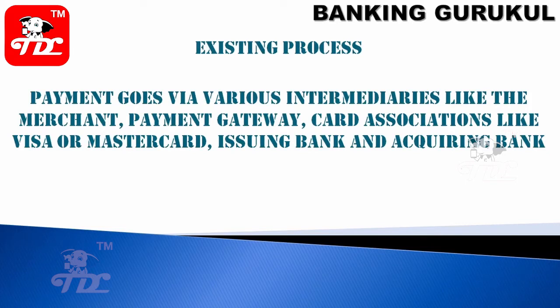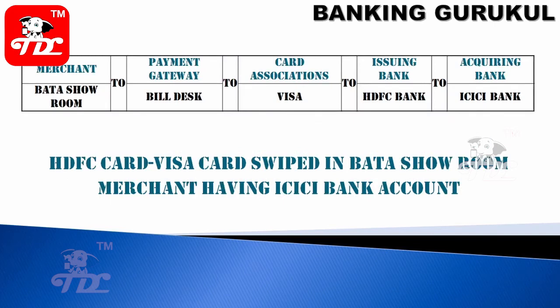In the existing process, payment goes via various intermediaries like the merchant, payment gateway, card associations like Visa or MasterCard, issuer bank and acquirer bank. You can see five members are involved if you want to do a transaction. For example, you are holding an HDFC card and you go to a Bata showroom where you swipe on the showroom's swipe machine. The swipe machine is provided by ICICI bank, so ICICI bank is the acquirer. HDFC bank is the issuer of the card, the card network is Visa, and the payment gateway is BillDesk.